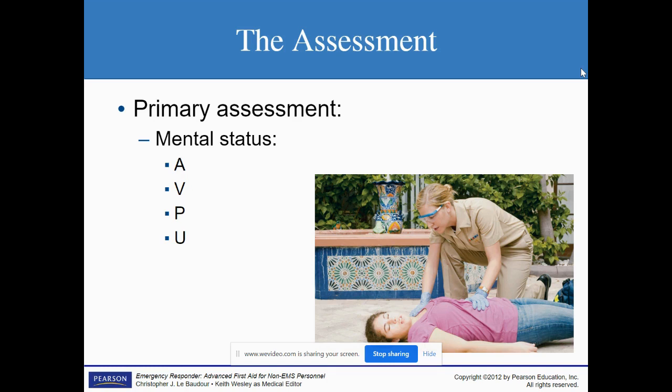As you're awaiting backup, mental status is something that you should be reassessing throughout this time while you're waiting for other personnel, including your EMT, to get to the scene.